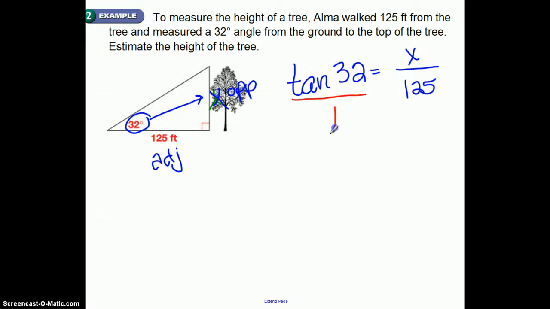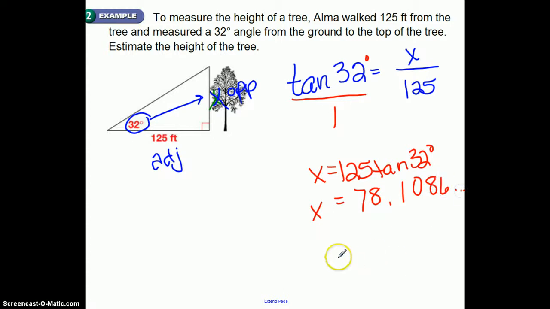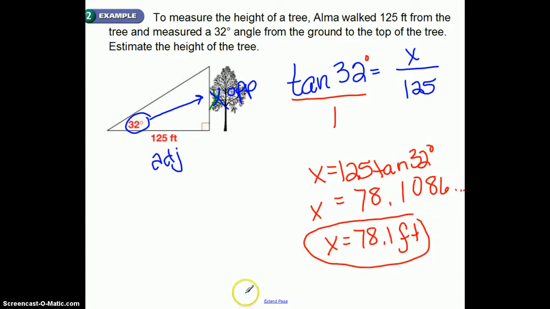Now remember, make it a proportion and cross multiply. So 1 times X is X. The other direction, it's 125 times the tangent of 32 degrees. Now, please be aware, make sure that 125 is first. And if I was going to go through and solve this and put in my calculator, I get 78.1086, keeps going. So if I were going to estimate this, then 78.1 feet would probably be a pretty good estimation.